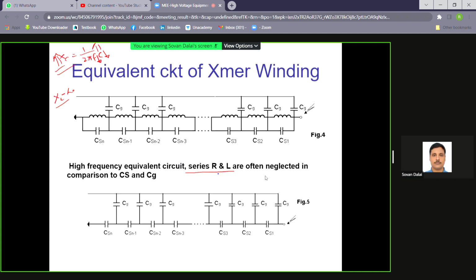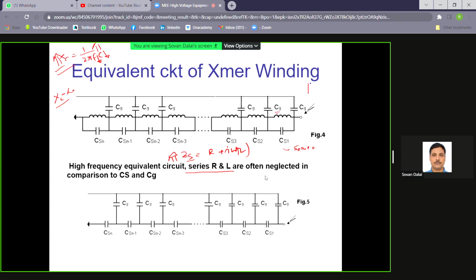But in that circuit, we neglect the effect of R and L. Why? Because frequency is very high. The series impedance ZS equals R plus j omega L, and since the frequency is high, we consider that series path as open circuited. So the equivalent circuit of the testing transformer winding, when testing a particular object, will consist only of capacitors. There are two types of capacitance: CS, known as the series capacitance, and another called the ground capacitance.